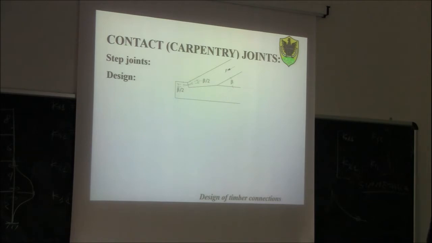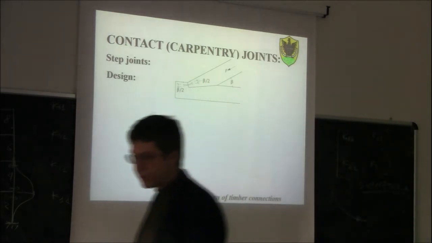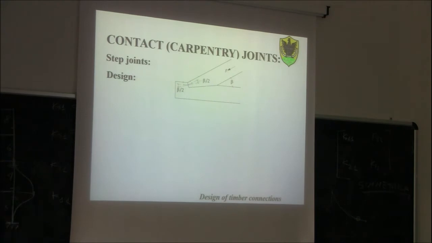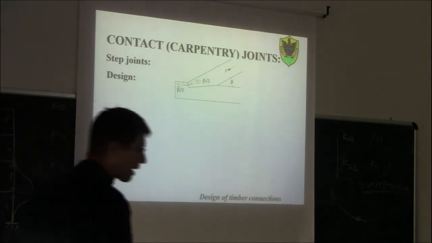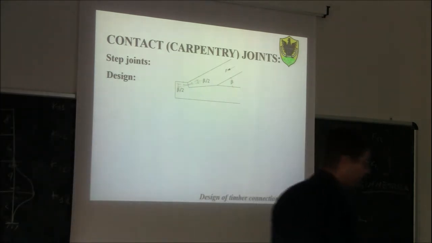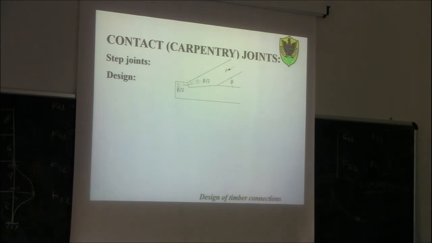So first of all, we will have to check compression perpendicular to the grain to make sure that this does not exceed the strength of timber at an angle to the grain. And then what kind of other failure mechanism could you see here? Suppose that you push a lot here, down here, what could have happened?